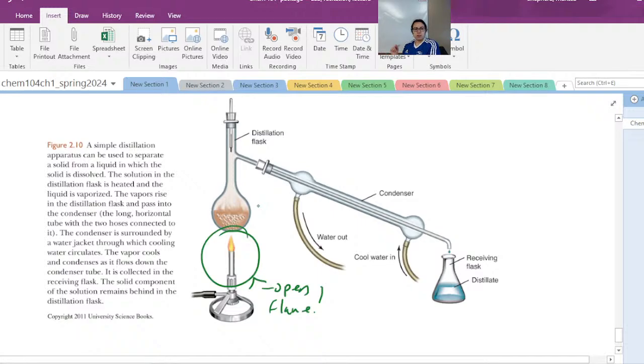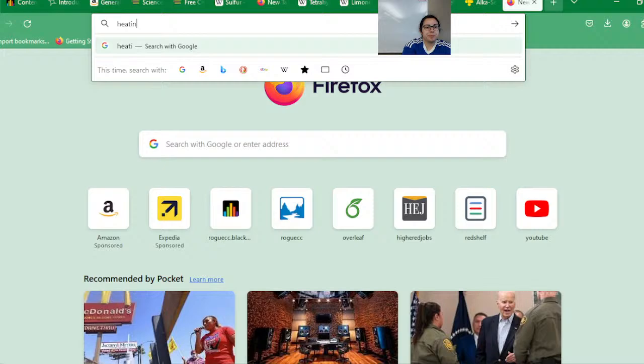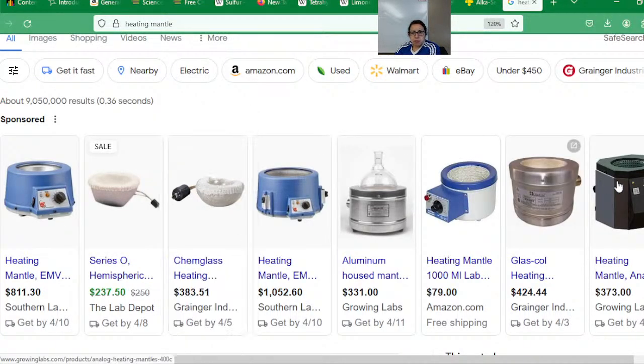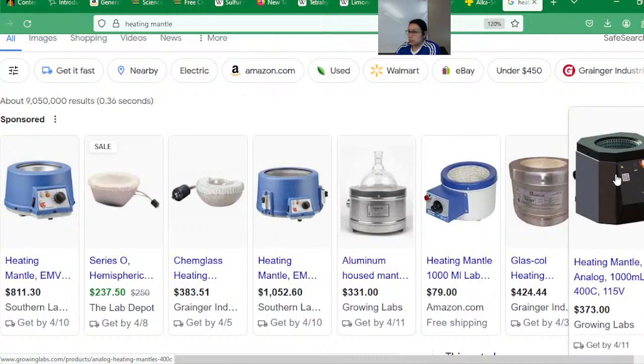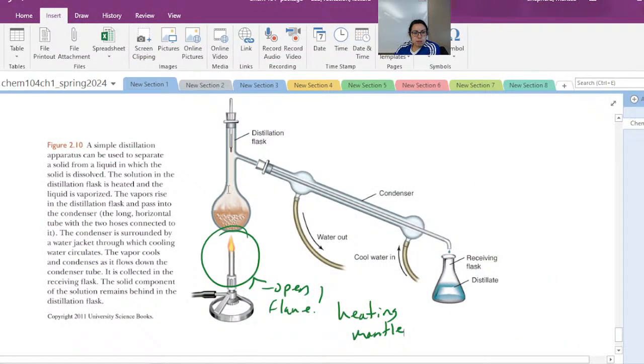I don't think your class does distillations. But if we were to do a distillation, we now have heating mantles, which are a lot safer. They just have a thermocouple. Let's look at a heating mantle. They just look like that, with some sort of thermocouple in there. I think we have this model for some of our labs, and it's a lot safer than using the open flame. With the open flame, these joints can sometimes leak, and then you'd have a hazard. That's how many fires have started in life.